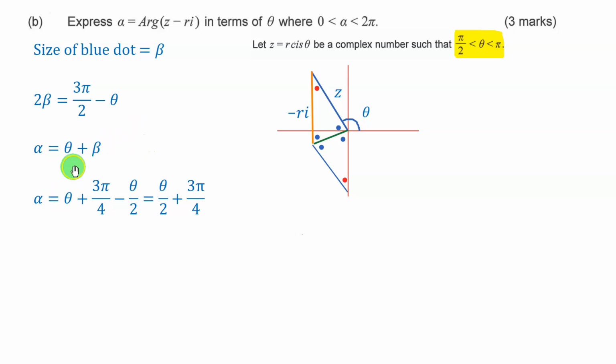So here we go. It's theta plus beta, which is going to be half of this. So that'll be 3 pi on 4 minus theta on 2 for half of this. And when we do that, we get theta on 2 plus 3 pi by 4. And then you see the 3 pi by 4 here, which was part of the answer to part A, and you think, did I miss something? But it didn't take us long, so we're not that worried.